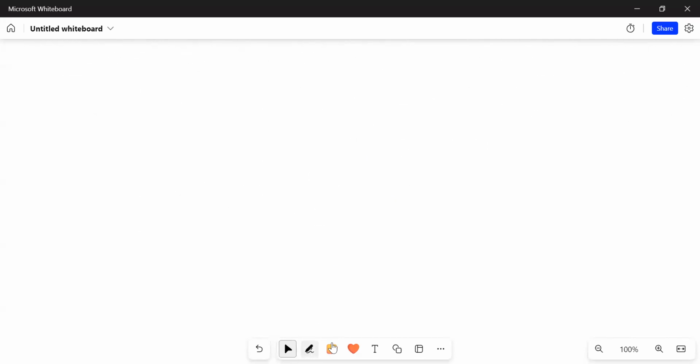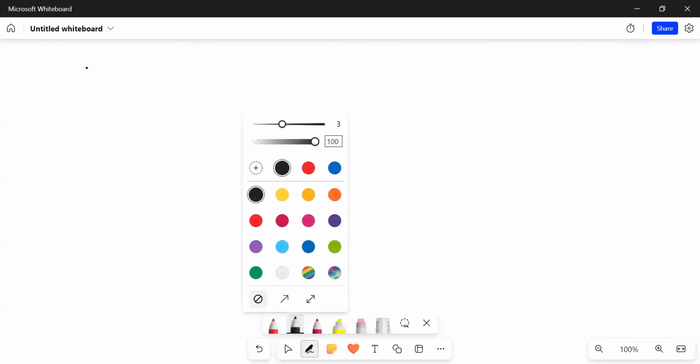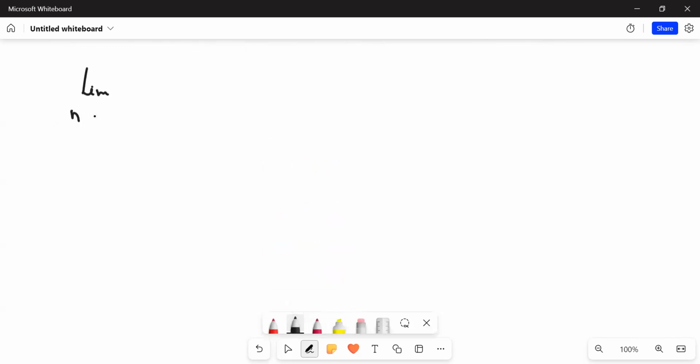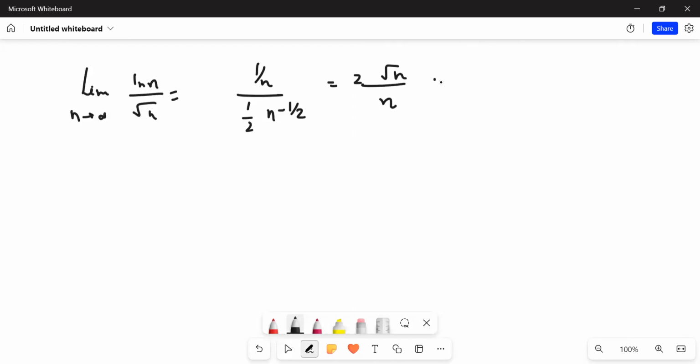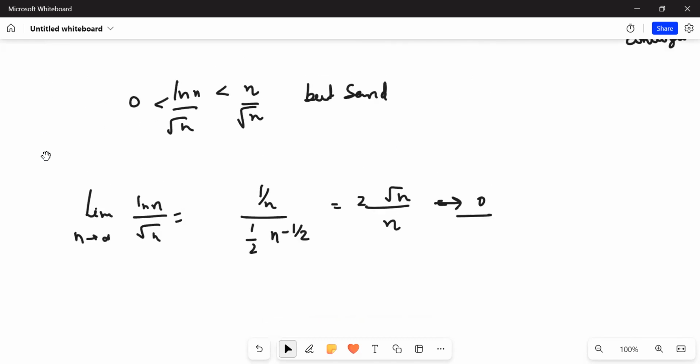I'll demonstrate this by using L'Hospital. So basically limit n tends to infinity ln n upon root n. Use the L'Hospital: 1 upon n, and this will be like 1 upon 2 n raised to power minus 1 by 2. So basically it will be equal to 2 root n upon n, and simply it is going towards 0. So I hope you might have got a little bit of insight of how to use all these tests.